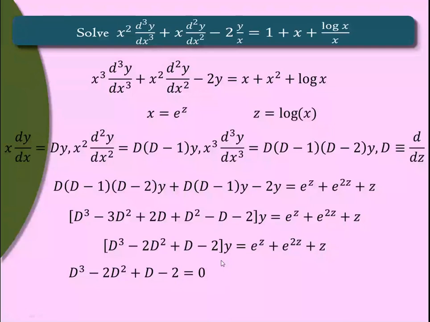And then simplifying it, take D minus 2 common. Then it becomes D minus 2 into D square plus 1. D minus 2 equal to 0 means D equal to 2. And D square plus 1 equal to 0 means D square equal to minus 1. D square equal to minus 1 means D equal to plus or minus square root of minus 1. Square root of minus 1 is i. Okay, so 2 is real distinct, plus or minus i is imaginary distinct.